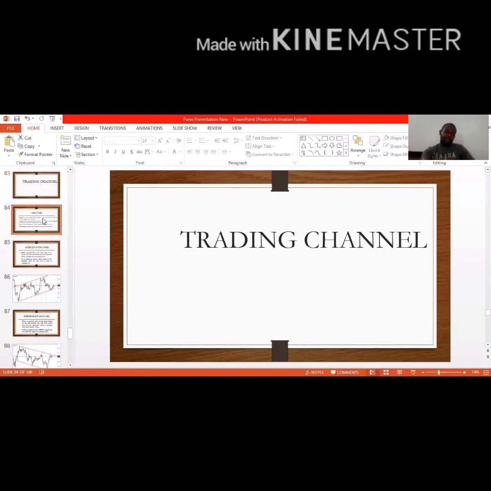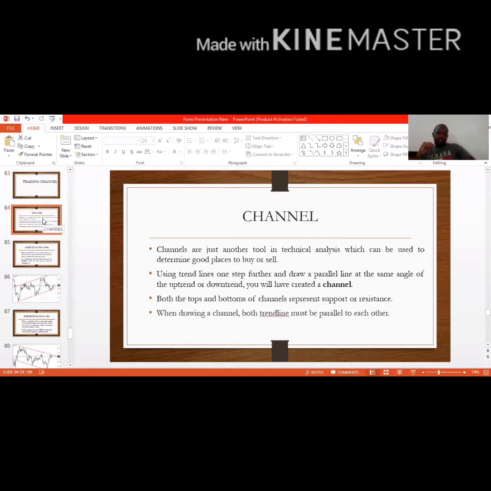So basically, a channel is an improvement from the trend line. As I said before, it's one of the tools that traders use in technical analysis, which tells you a good time to buy and sell. A channel is drawing two trend lines which are parallel to each other. Remember, price moves diagonally, as we talked about in our previous discussion on trend lines. So in the course of that movement, why don't you draw a channel like this? This can serve as your resistance and this as your support.